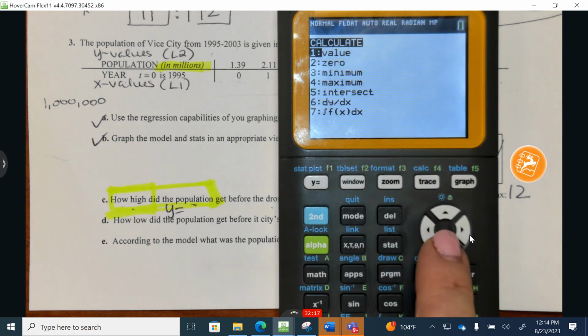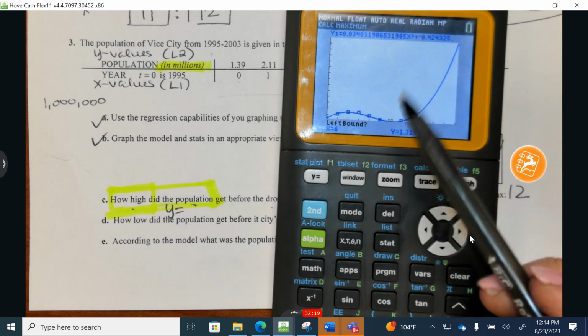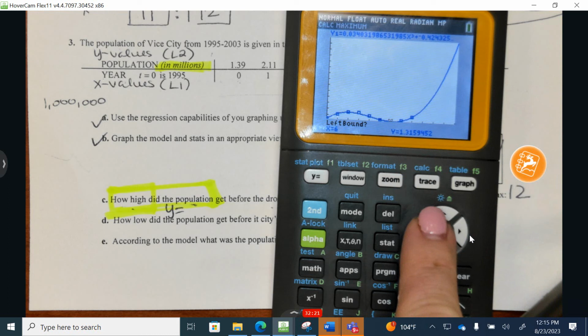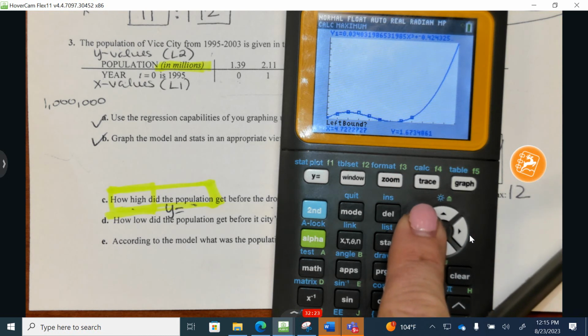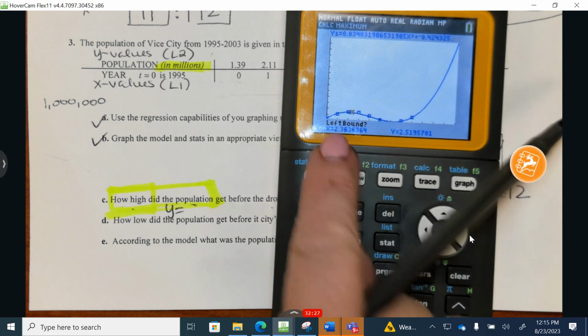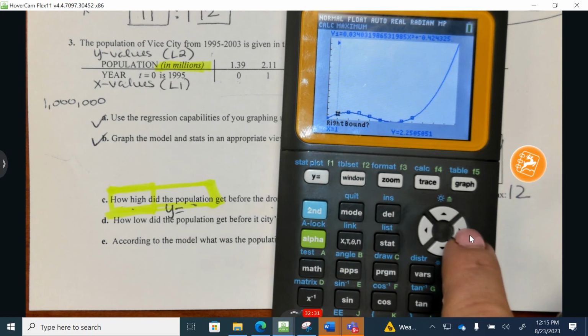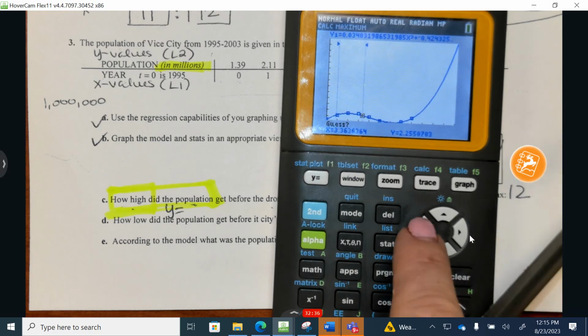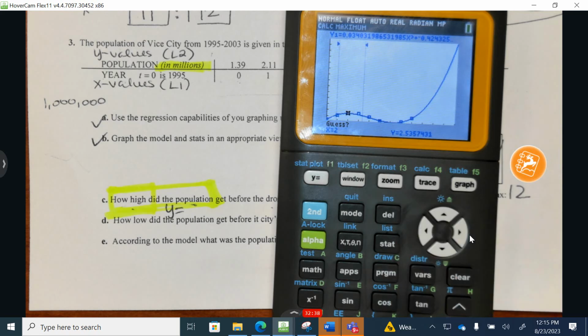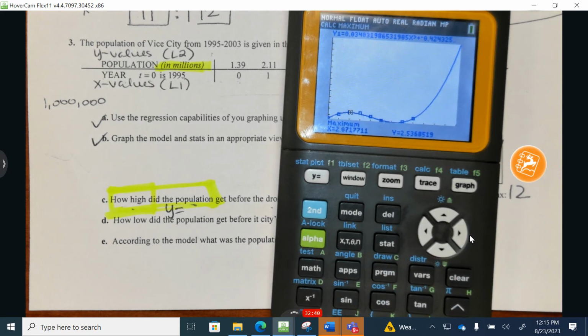Second trace maximum. And I want you to take this little cursor and move it to the very top of this hill. And then follow the directions. Go left bound. So go anywhere to the left, press enter. Go anywhere to the right of the highest point, press enter. And now we go to the top of that hill, and let's see if you got the same that I did.